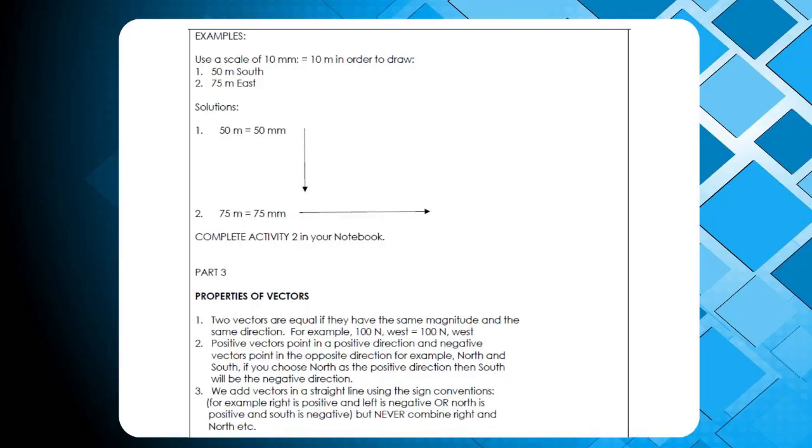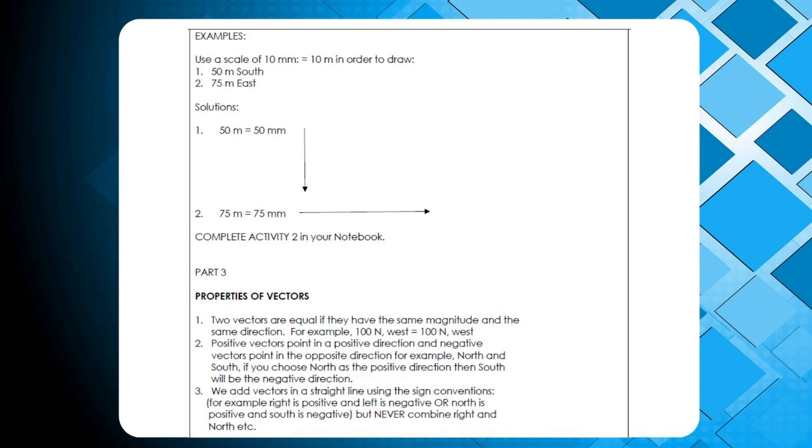Examples. Use a scale of 10 mm equals 10 m in order to draw 1. 50 m south. 2. 75 m east. Solutions. 1. 50 m equals 50 mm. 2. 75 m equals 75 mm. Complete activity 2 in your notebook.